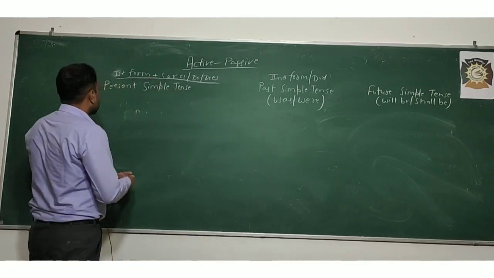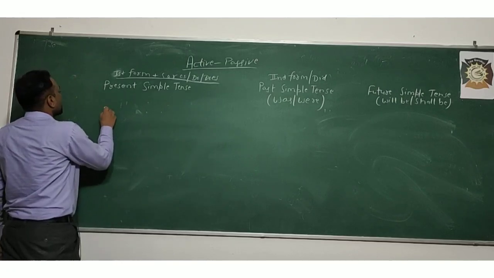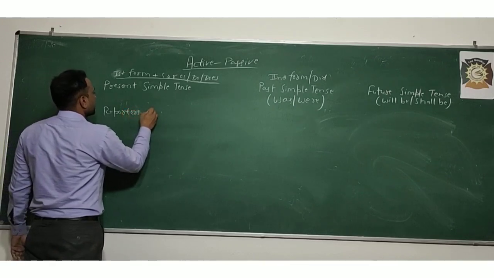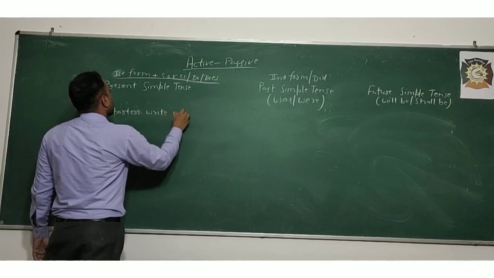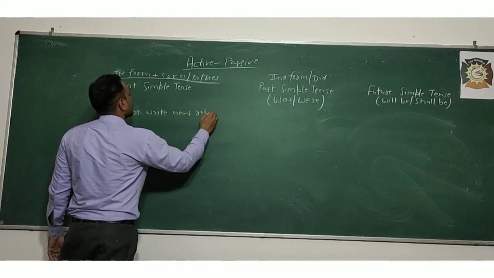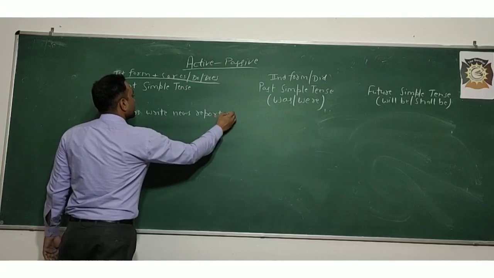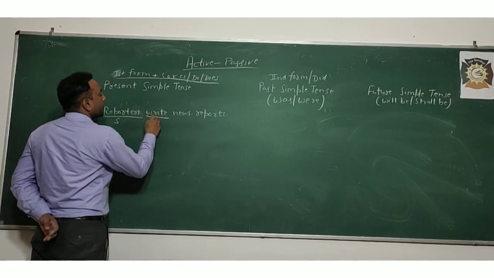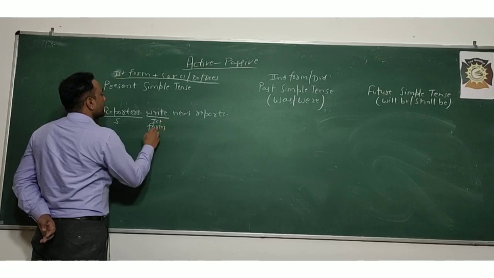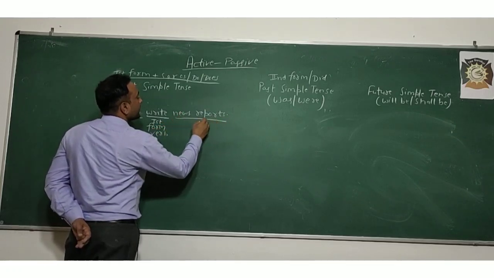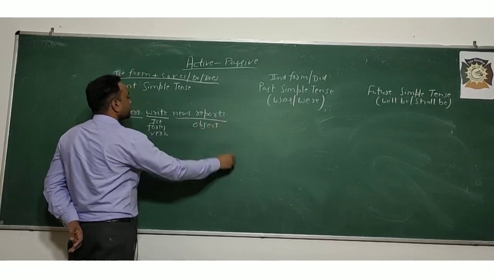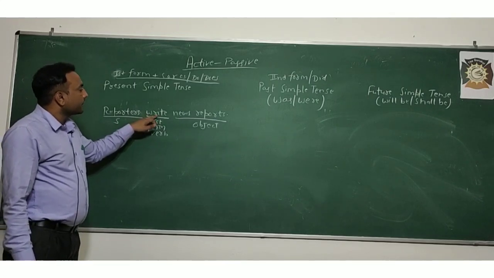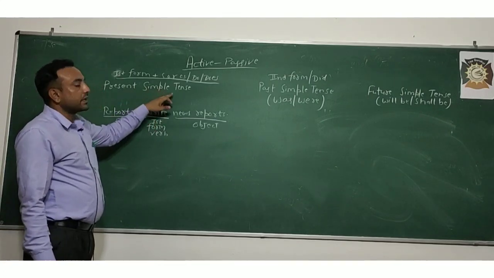The sentence is correct, but the space is less, so I'm starting it from here. Reporters write news reports. Reporters is the subject, write is the first form of the verb, and news reports are the object. Since the first form of the verb is given, you came to know that this is present simple tense.